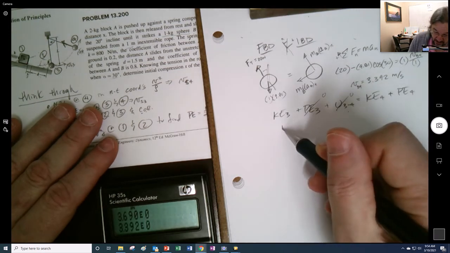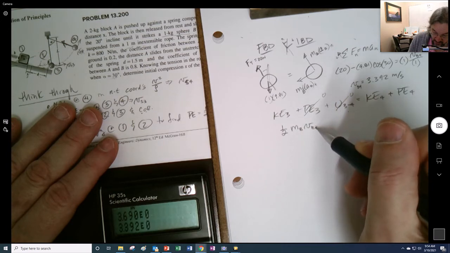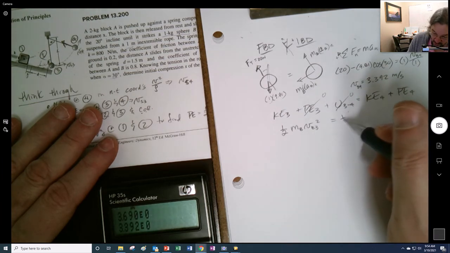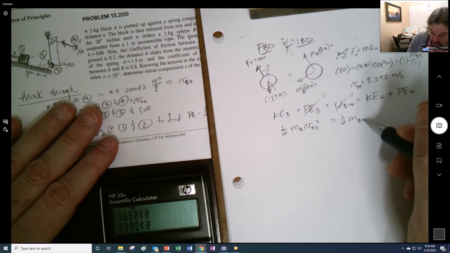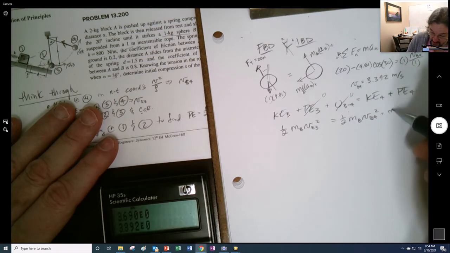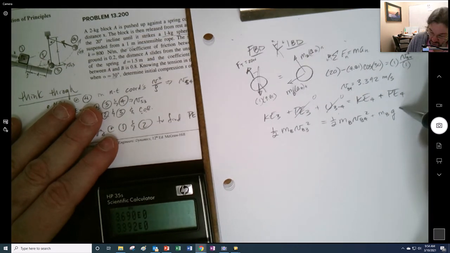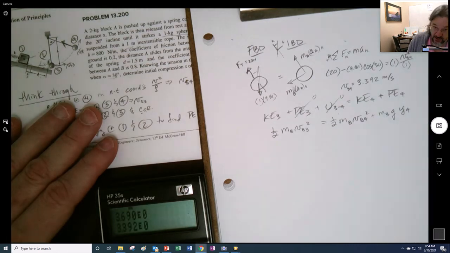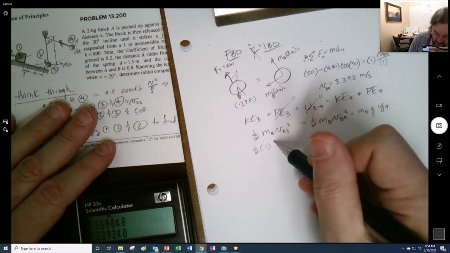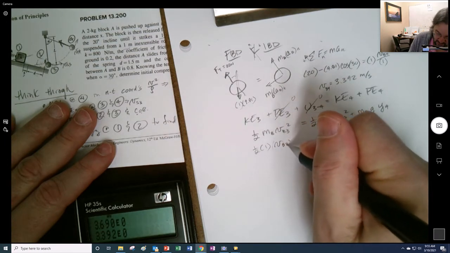That's 0. So we can have 1/2 m ball v ball 3 squared is going to be equal to 1/2 m ball v ball 4 squared plus m ball g times y4 right here. Okay, and here 1/2, our ball is 1. We want to know, this is what we're trying to find, is our VB3 squared.